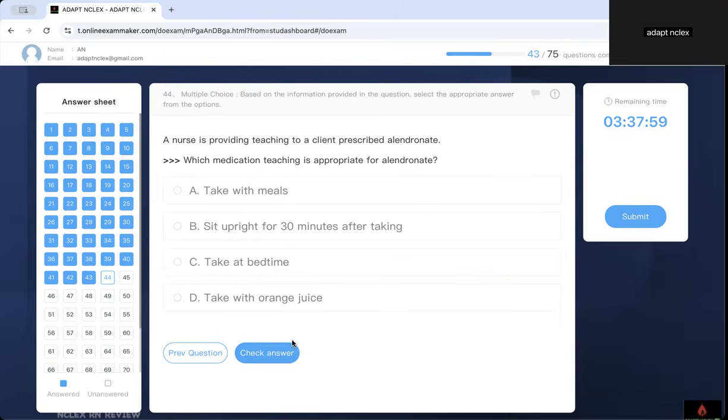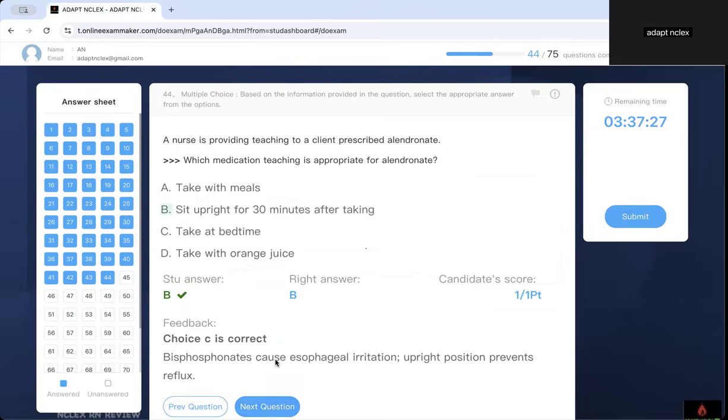Sit upright for 30 minutes after taking the medication. Take it at bedtime. Take it with orange juice. What is the number one thing you should know about alendronate? It causes esophagitis. If it causes inflammation of the esophagus, what would you do? Orange juice, you should not take it with it. Usually take it in the morning, on an empty stomach, with a full glass of water. And you have to remain upright so that we don't have what? Irritation of the esophagus. Therefore, this is that.